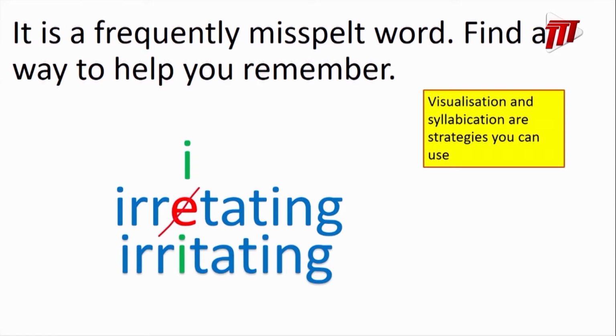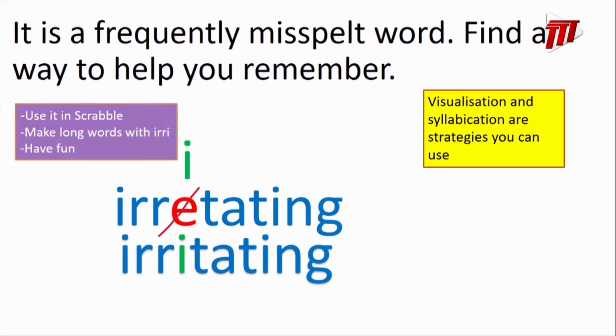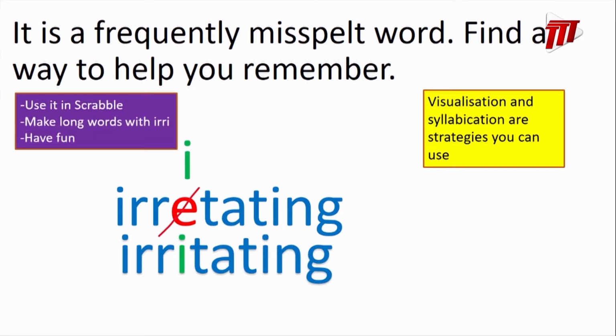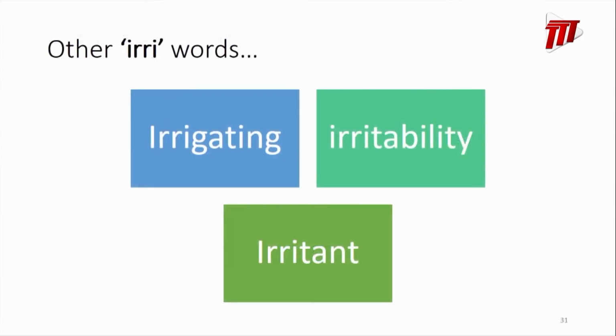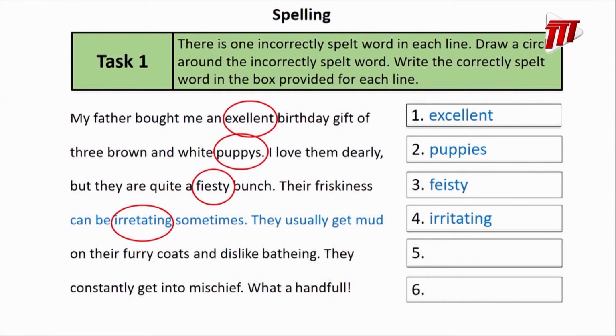Visualize, syllabicate. These are ways and means you can use to remember the words, all right? Irritating, and it's a popularly misspelled word, right? Use it when you're playing Scrabble. Make long words with irri to remember. Have fun with the prefix irri and see what you can do with it to remember it, all right? Irrigating, I-R-R-I-G-A-T-I-N-G, irritability, I-R-R-I-T-A-B-I-L-I-T-Y, irritant, I-R-R-I-T-A-N-T. So you've got to remember it's I-R-R-I-T-A-T-I-N-G.